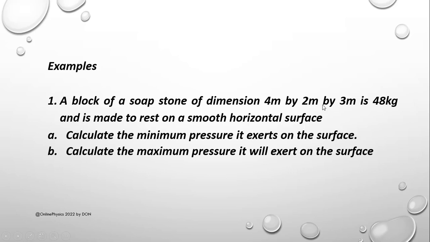So we have 2 times 3 will give us 6, unlike 4 times 2, which is 8, and 4 times 3, which is 12. So we take the minimum area here as 2 times 3. If we are talking about the minimum pressure, we want to talk about maximum area. So from these three measurements, the 4 and 3 will give us 12, which is the greatest area. So that is the maximum area that will be in contact.